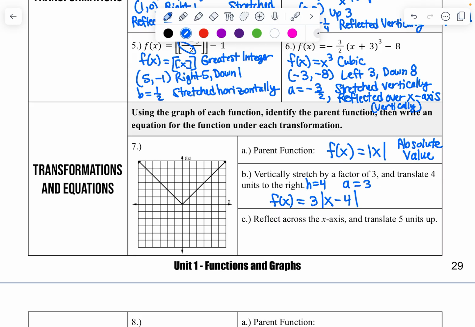All right, if we're going to reflect across the x-axis, that's vertically. So we need an a value less than 0. We need a negative number out front. 5 units up means k is 5. So we will say f of x equals negative absolute value of x plus 5.